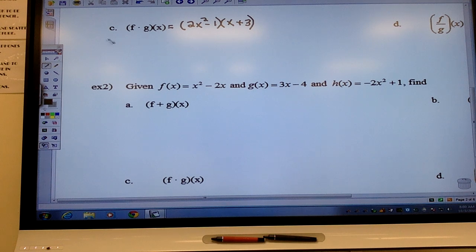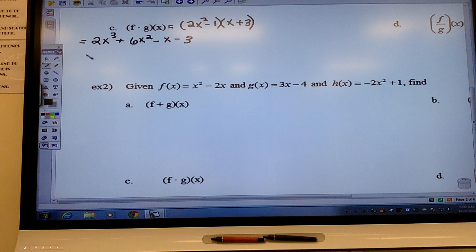All right, so foiling, we'll have first terms, which is 2x squared times x. So that'll give us a 2x cubed. Outer terms are 2x squared and 3, so that'll be plus 6x squared. Inner terms are negative 1 and x, so that'll be minus x. Last terms are negative 1 times 3, so that'll be a negative 3.